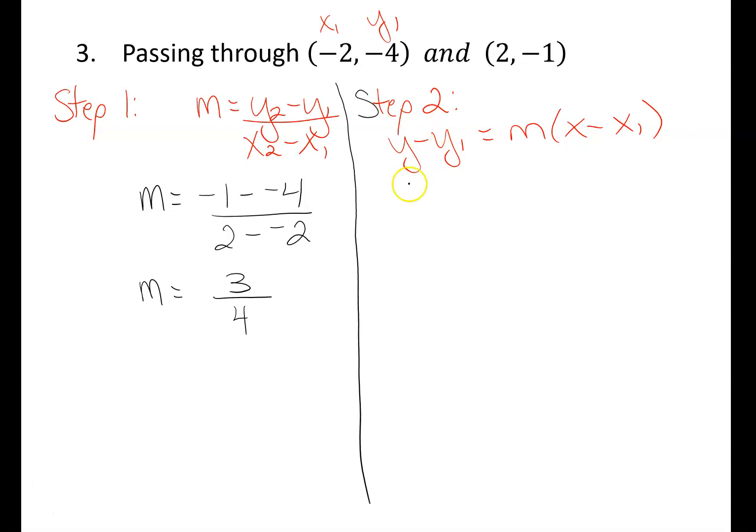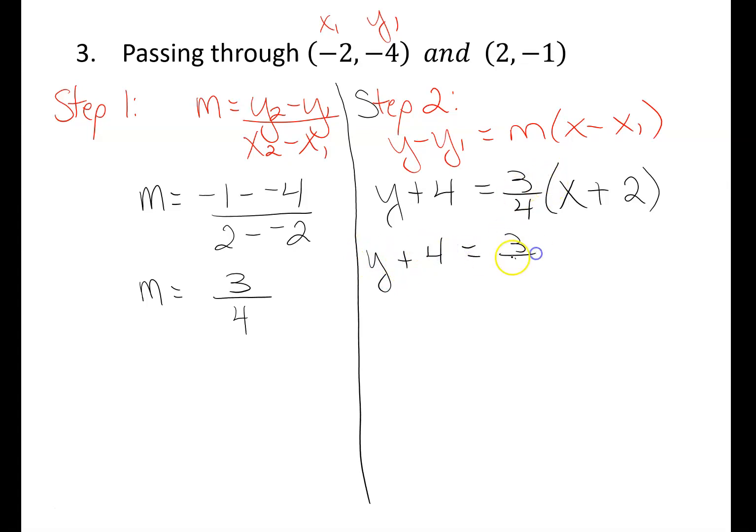Now I'm ready to substitute. So y stays, y minus -4. Rather than writing minus negative, if you just want to go straight to writing plus 4, that would be fine. In place of m, we put 3/4, and then keep the x, minus negative, which becomes a plus 2. On the next step, I'm going to distribute the 3/4.